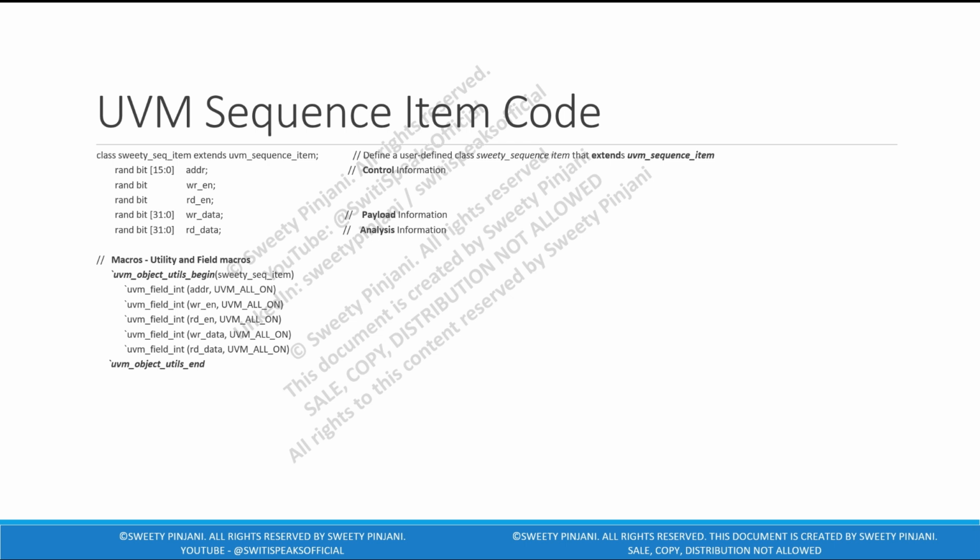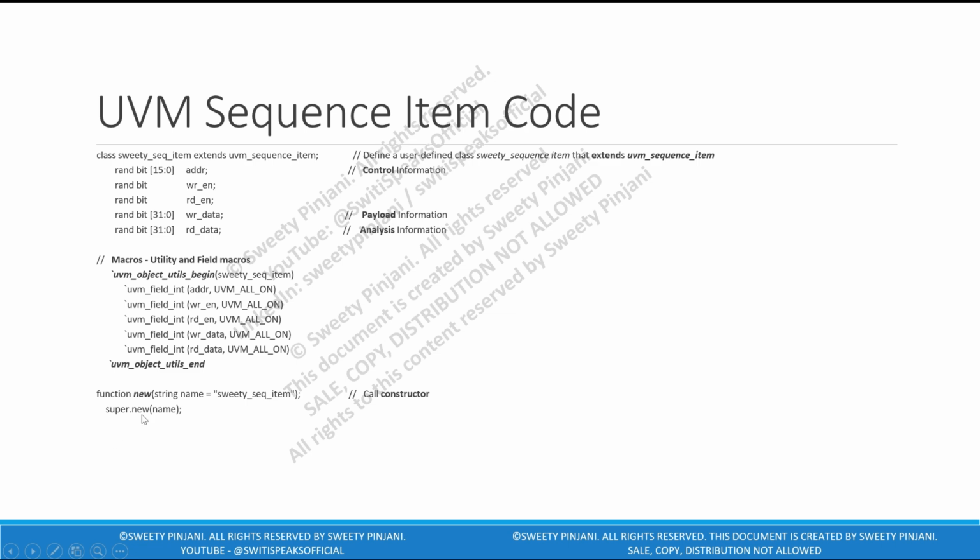Then once you specify your macros, which are utility and field macros, next you have to call the constructor new. In case of object, the new takes only one argument, which is name. For me, UVM sequence item is an object. That's why my constructor new takes only one argument, which is name of my object. What is name of my object? Sweetie sequence item.